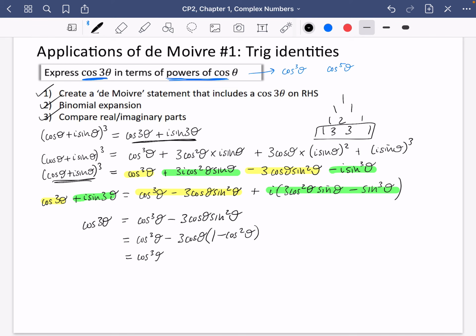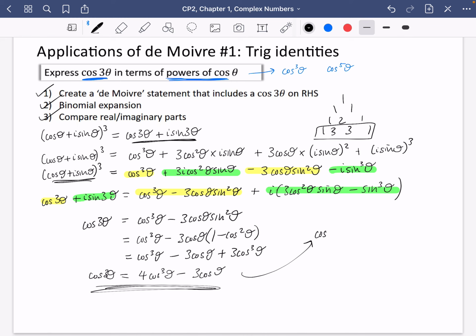So I get cos cubed theta minus 3 cos theta plus 3 cos cubed theta, which overall will give me 4 cos cubed theta minus 3 cos theta. And that is what cos 3 theta is actually equal to. There's an alternative way you could have done this, but they've asked for de Moivre's theorem, really.